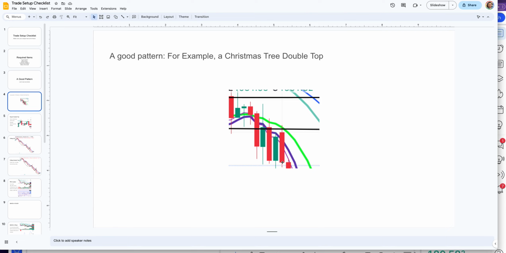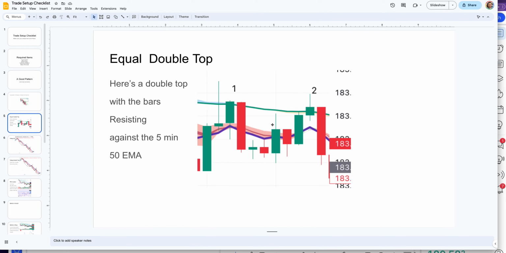So what's happened here is that you've got a downtrending stop that's put in two tops. Two green candles, which represent two bounces up. And then two red candles, which represent rejections of those EMAs. So that would be a double top, a Christmas tree double top. Another type of double top would be an equal double top.